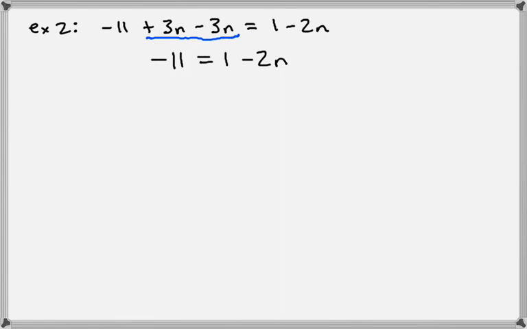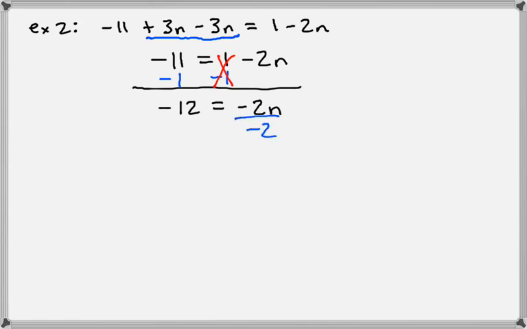In order to get the n by itself, we need to take care of that positive 1. To send it to the other side, we're going to subtract. The 1 minus 1 is going to cancel, so we now have a negative 12 is equal to a negative 2n. To get the n by itself, we need to undo that times negative 2. To undo multiplication, we divide by that negative 2. And we get that negative 12 divided by negative 2 is 6 equals n. Again, our variable needs to be on the left, so we're going to switch that to an n equals 6.